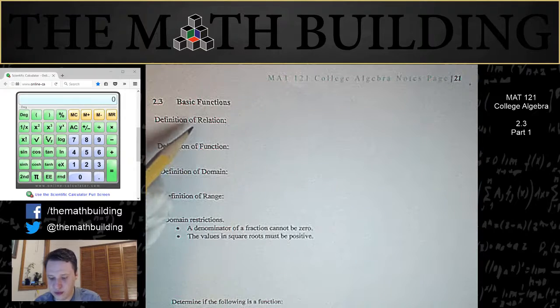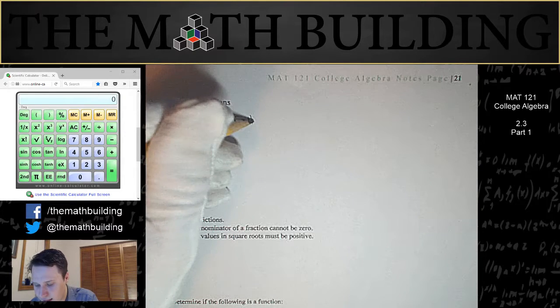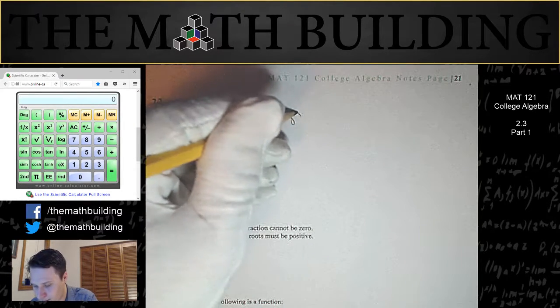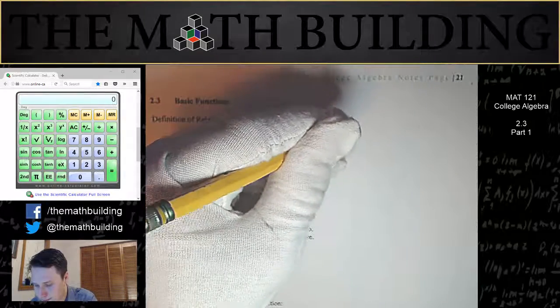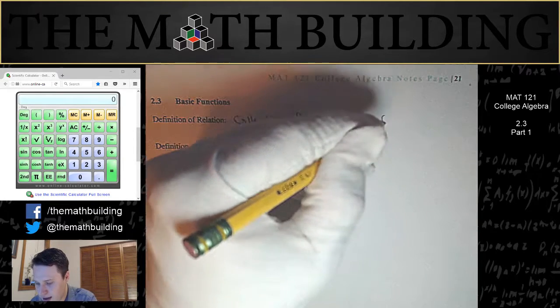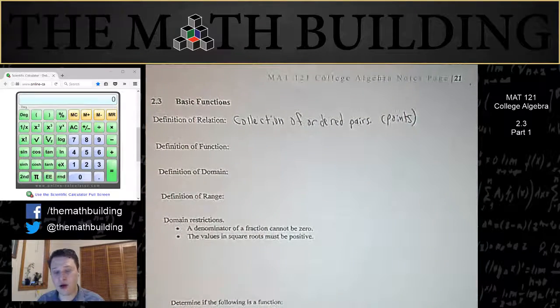What is the difference between a relation and a function? A relation is basically a collection or a set of ordered pairs. And basically you can think of those as being points on a graph. But it could also be an equation. So a relation is just two things that are related to each other.